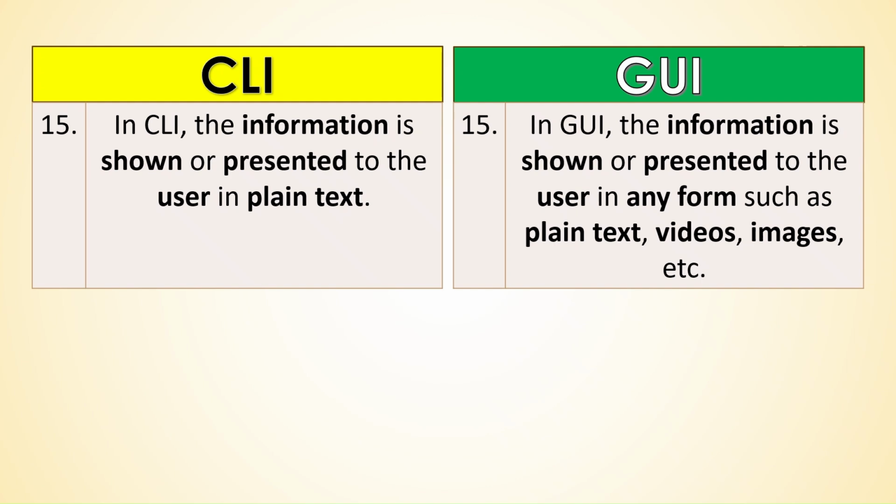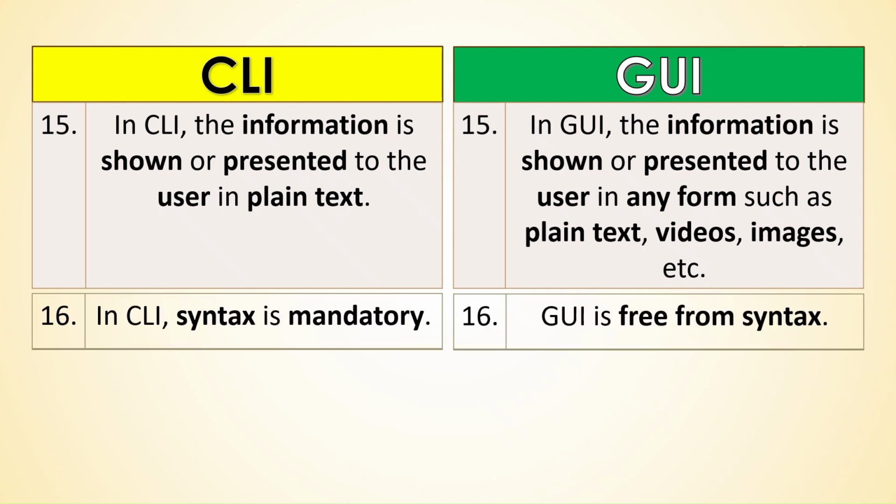In CLI, the information is shown or presented to the user in plain text. In GUI, the information is shown or presented to the user in any form such as plain text, videos, images, etc. In CLI, syntax is mandatory. GUI is free from syntax.